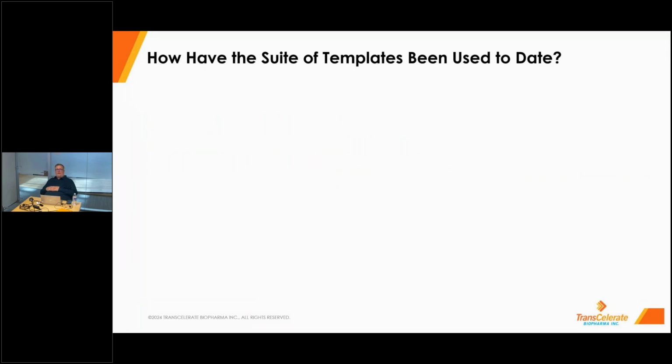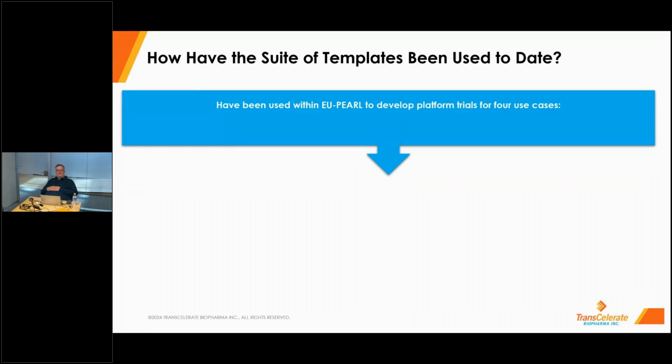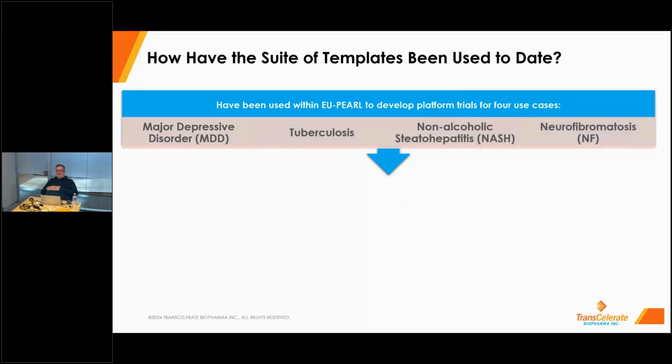So how has the suite of templates been used to date? Within EU-PEARL, they were used to develop platform trials in 4 use cases: major depressive disorder, or MDD, tuberculosis, non-alcoholic steatohepatitis, or NASH or MASH, and neurofibromatosis, or NF.